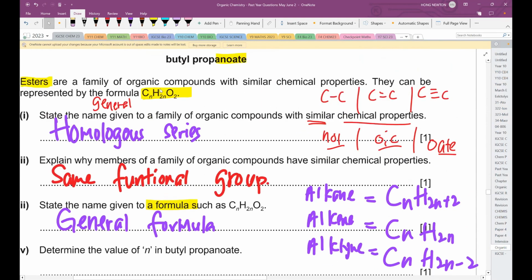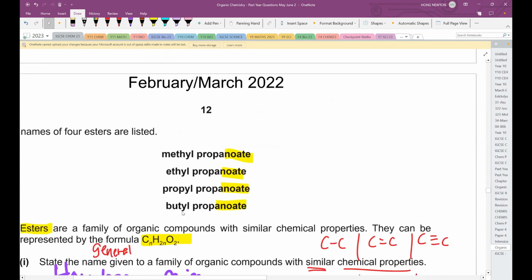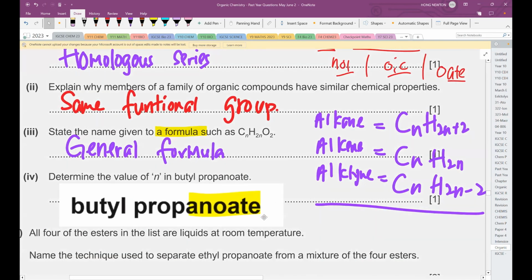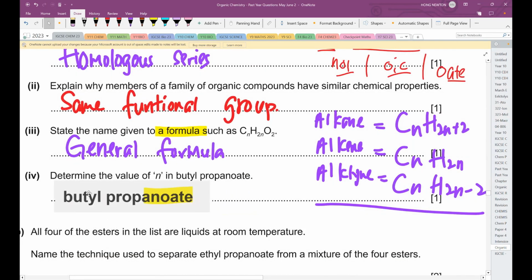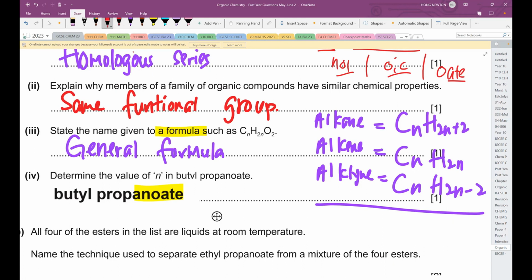So determine the number of n. What is the formula for this one? Butyl propanoate. Where is the butyl propanoate here? Okay, so now they ask you to determine the n. So what is the general formula just now? CnH2n, they give you already O2, right? So how much is the n?